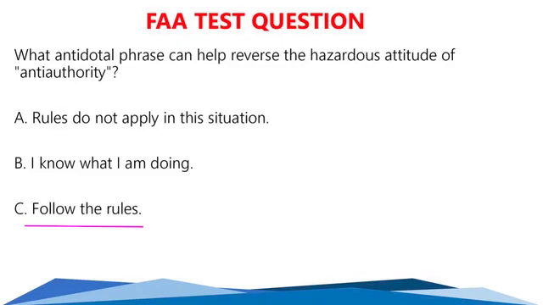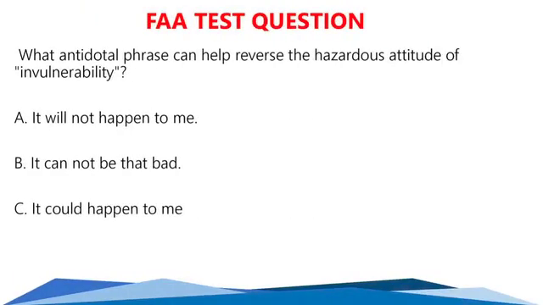All right, let's look at one more, which is going to deal with invulnerability. So what is the antidotal phrase that can help reverse the hazardous attitude of invulnerability? Go ahead and bring this one up as well. Is it A, it will not happen to me, B, it cannot be that bad, or C, it could happen to me?